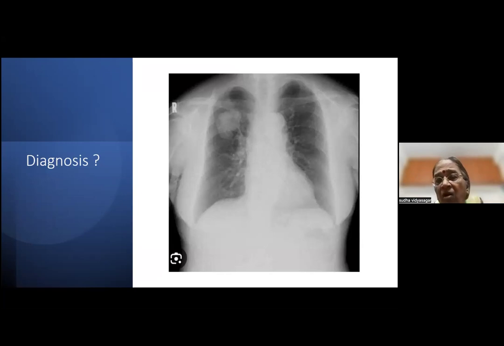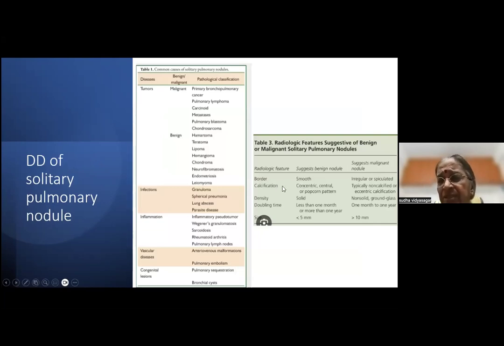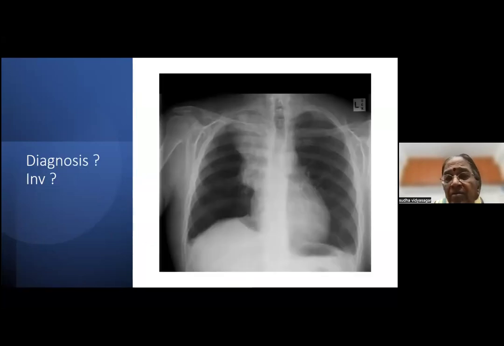So you're going with the context of the clinical picture and also the differences shown here. Smooth is benign, irregular is malignant, calcification is benign, doubling time is always much longer for a benign lesion, whereas it's short for a malignancy. And the size: the bigger the nodule, don't call it benign, always call it malignant. More than 1 centimeter is probably malignant.